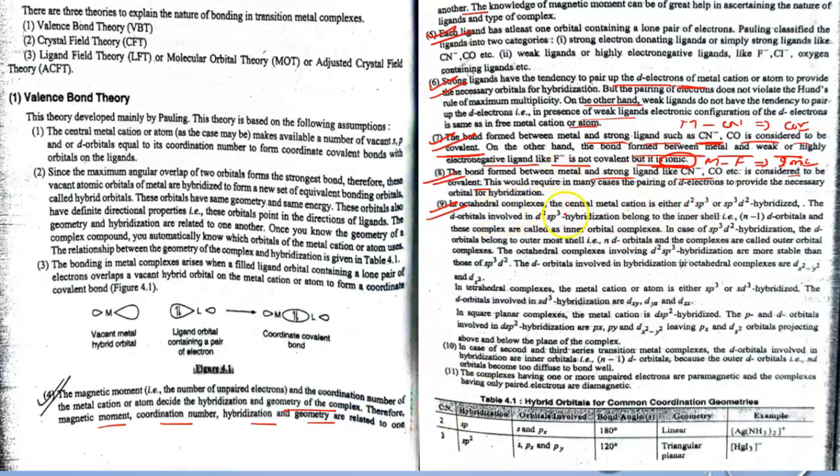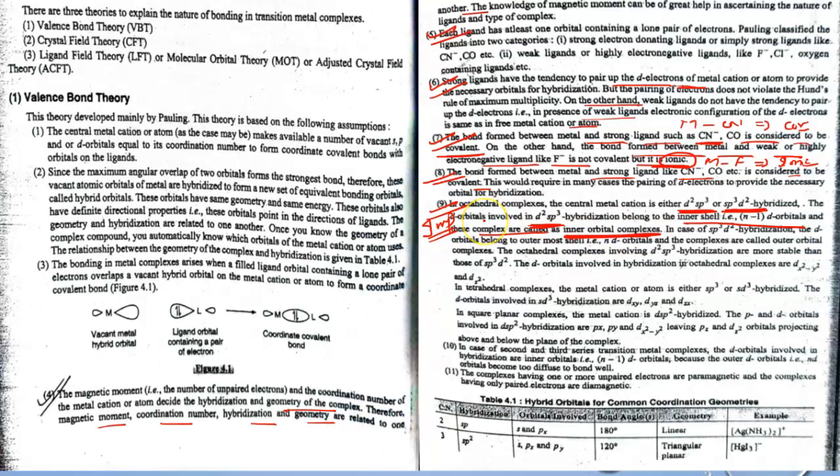In octahedral complexes, the central metal cation is either d2sp3 or sp3d2 hybridized. The d orbitals involved in d2sp3 hybridization belong to the inner shell (n-1)d orbitals. That is why complexes formed by the inner shell orbitals are known as inner orbital complexes. This is very important to remember.